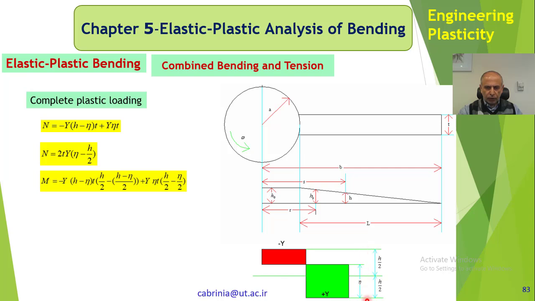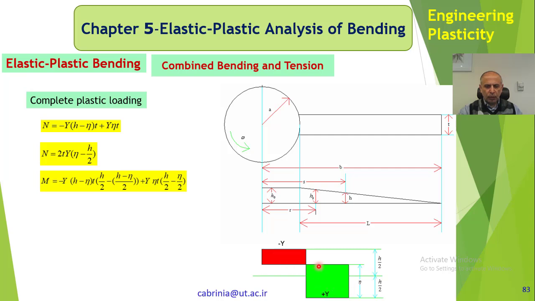So h minus eta is that bit, okay, but because the force is acting in the middle, we need half of this length. So that's why we have written h over 2 minus eta over 2, okay, because eta over 2 is half of that distance and h over 2 is half of that distance. So we get the bending moment for minus y.